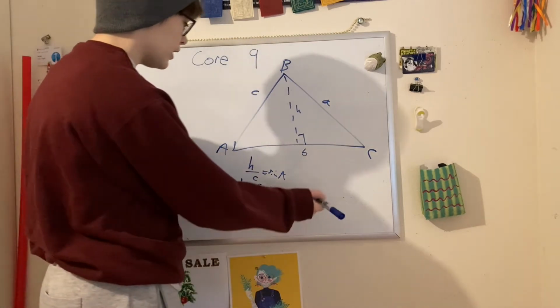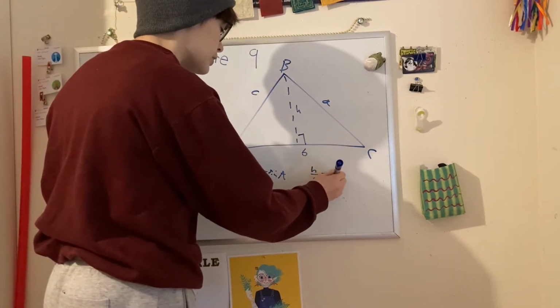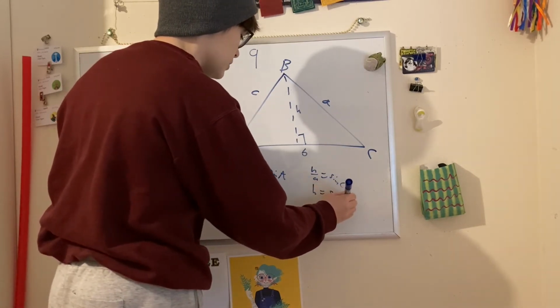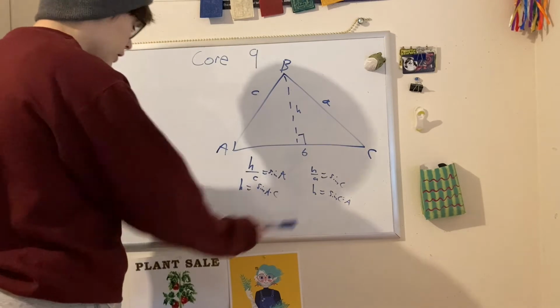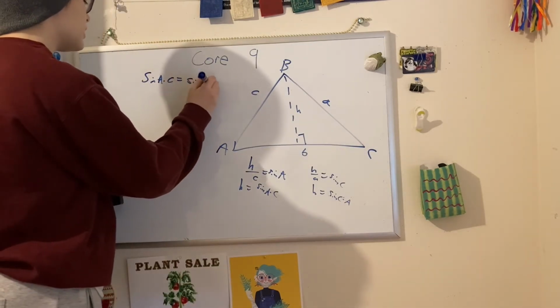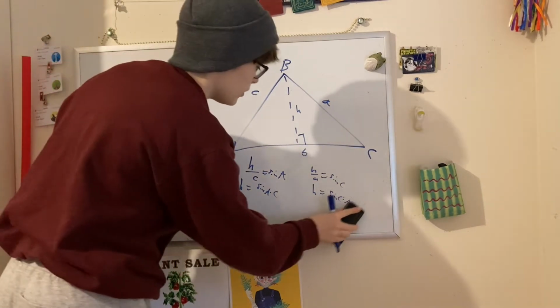Oh boy, I'm getting kind of low on the board here. h over a, we did this last time, equals sine C. And so h equals sine C times a. And so now we can set these two equal to each other. Sine A times c equals sine C times a. Oh, whoops, that should be lowercase. Oh, yep, they both should be lowercase.